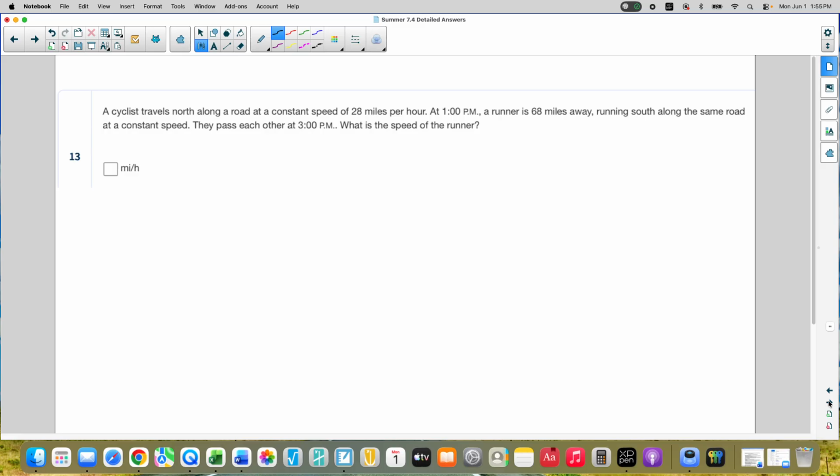A cyclist travels north along a road at a constant speed of 28 miles per hour. At 1 p.m., a runner is 68 miles away, running south along the same road at a constant speed. They pass each other at 3 p.m. What is the speed of the runner?